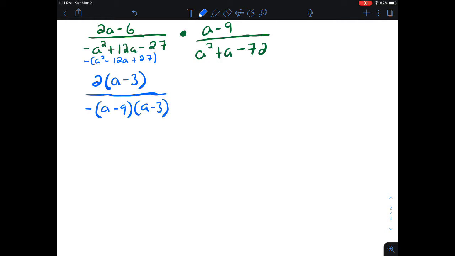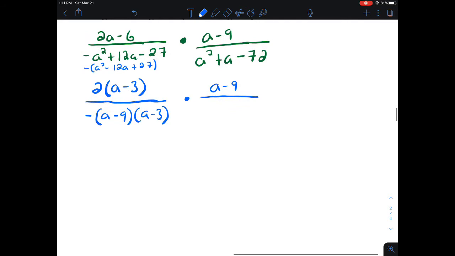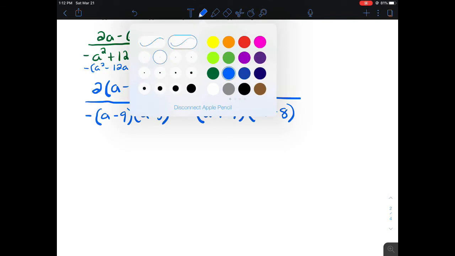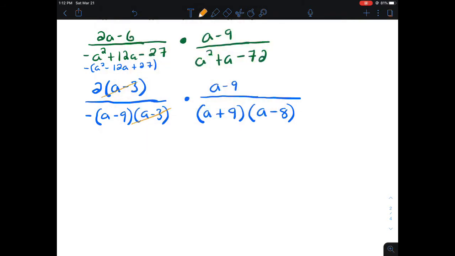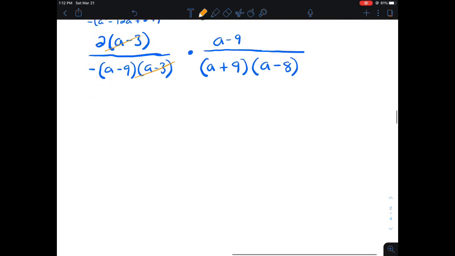So I factored my fraction on the left, and I want to factor my fraction here on the right. So I have a minus 9 over, now a squared plus a minus 72. That would be a plus 9 times a minus 8. Okay, well, from here, if I want to, I could go ahead and cancel. I could cancel these a minus 3s right here. I can cancel them out right out of the gate. Now, I can't really cancel anything else within the individual fractions themselves. I would go through and do the multiplication.